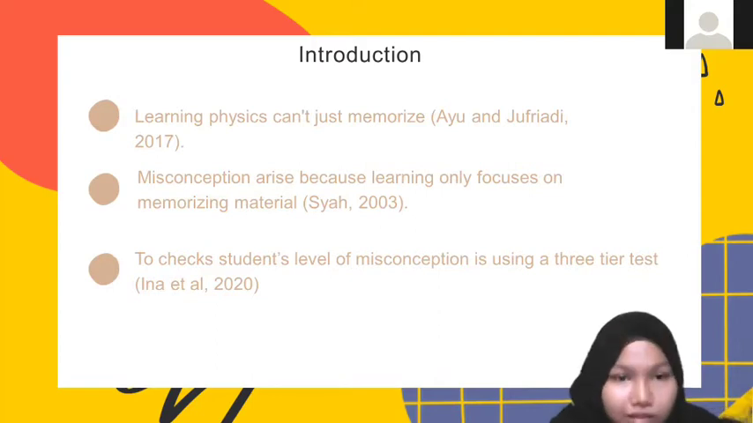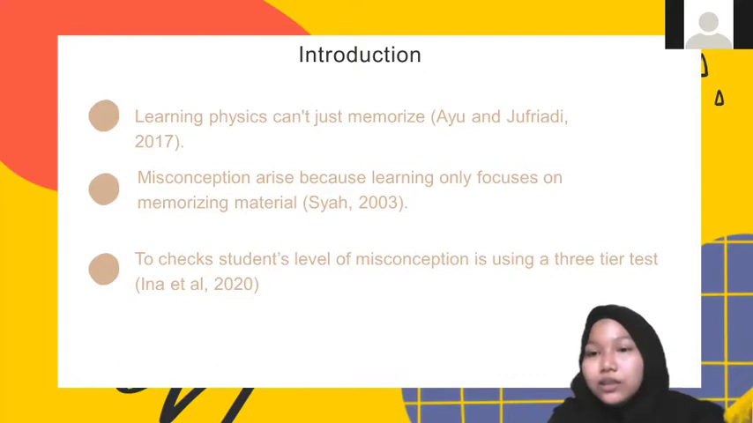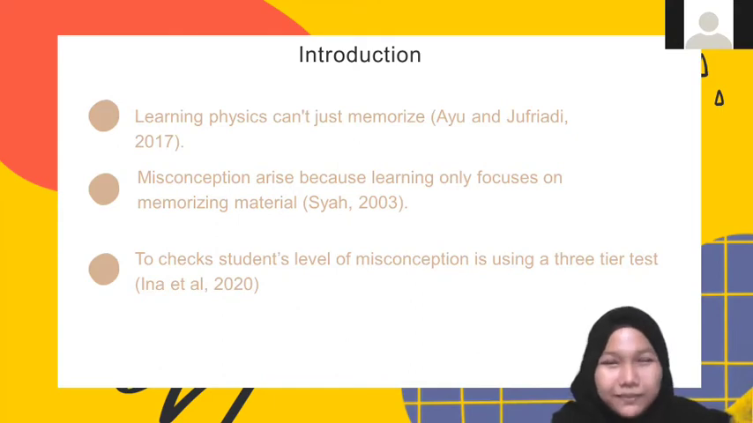Then to check student level of misconception, we can use the three-tier test. According to Ina et al., three-tier test is test to check the level of student misunderstanding, an expansion of the three-stage diagnostic test.